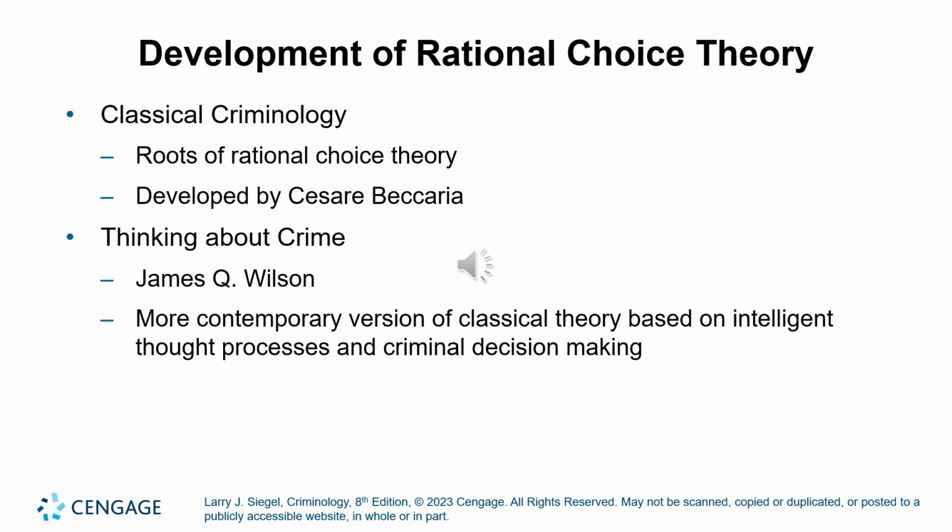Here, we're looking at how rational choice theory developed. It begins with classical criminology, rooted in the work of Cesare Beccaria, who argued that people are rational and make decisions based on weighing cost and benefits. His ideas laid the foundation for what later became rational choice theory. Then we move to the more modern perspective called Thinking About Crime by James Q. Wilson. Wilson updated the classical ideas by emphasizing that criminals make deliberate, intelligent decisions. His work helped shape the contemporary version of rational choice theory, focusing on how offenders evaluate risks, rewards, and opportunities before committing a crime.